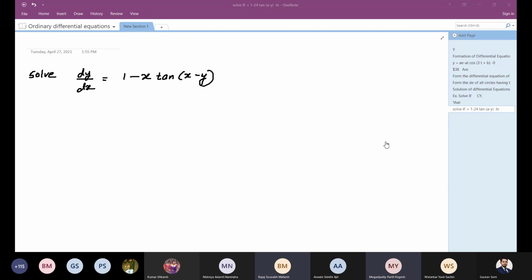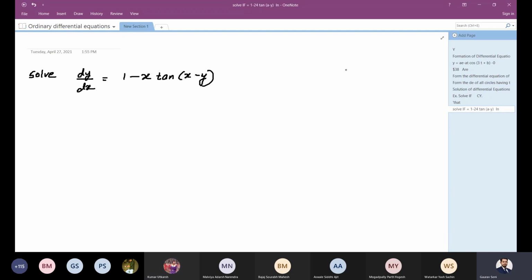Sir, here we need to substitute, x minus y equals to t. Yes, substitute, exactly. There are two types of variable separable form. One in which you can directly separate the variables x and y, and the other type is where you need to make some proper substitution so that the differential equation gets converted to the variable separable form.